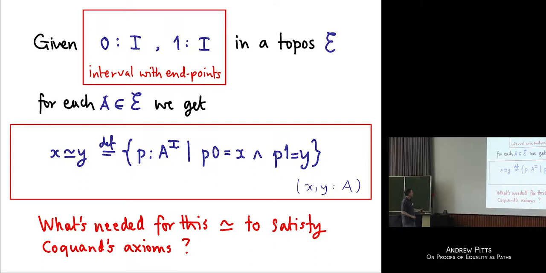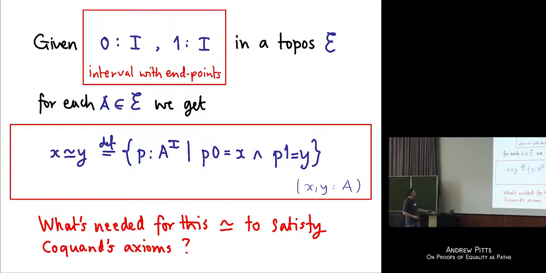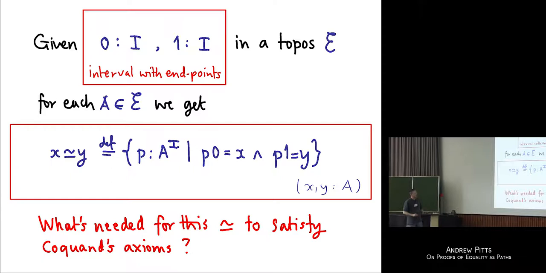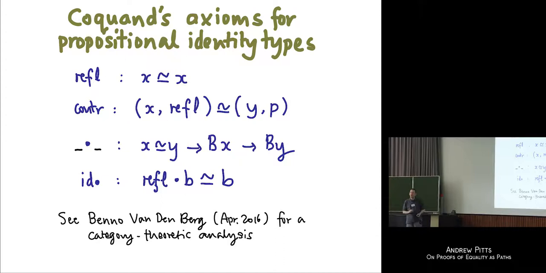It's the sub-object of functions. So a path now is a function from I to A, and we want the paths that start at x and finish at y. So if we collect those together, that's going to be, by definition, what this object is. Okay. So the question becomes, what is it about I that we need in order for this definition to satisfy the axioms? Okay.